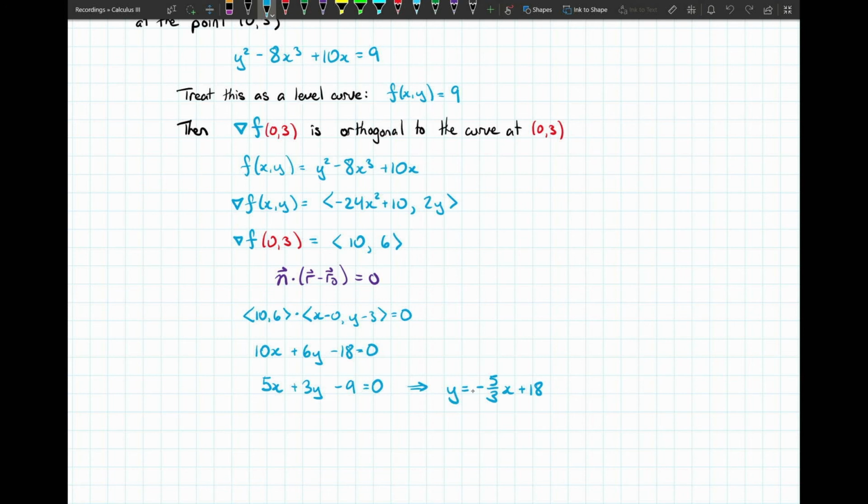The actual slope of the tangent line is negative 10/6 when the gradient was (10, 6). It's kind of a nice relationship there. The gradient vector goes over 10 and up 6, so it has a slope of 6/10, or 3/5. And our perpendicular slope, which is the slope of the tangent line, is negative 5/3.